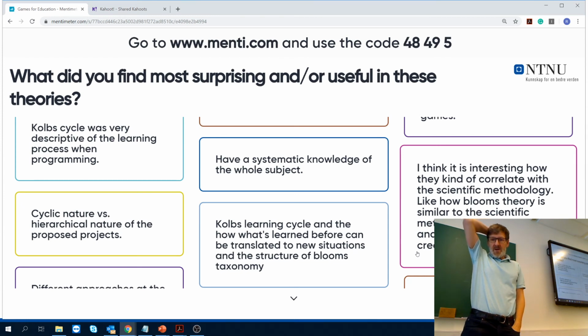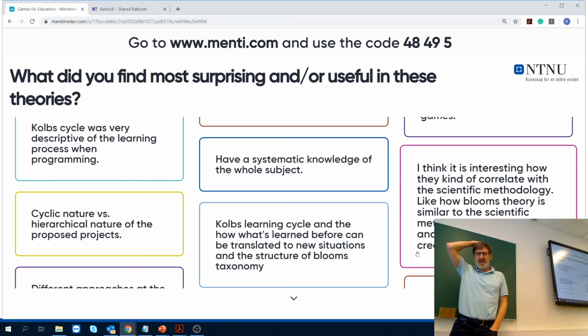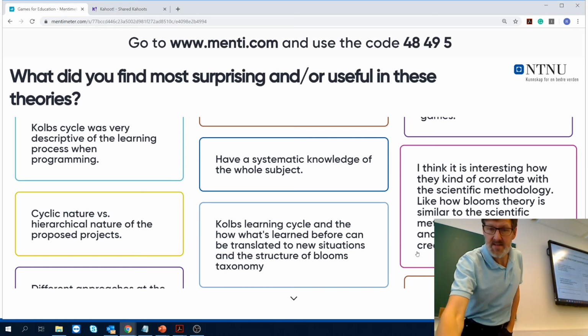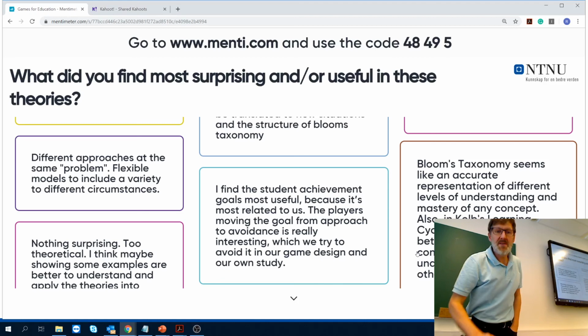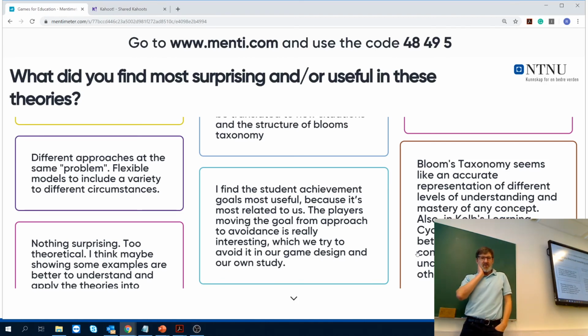It's so interesting how they correlate with scientific methodology, like how Bloom's theory is similar to scientific methodology with the analyze, evaluate, and create levels. Yes, that's absolutely a valid point. Different approaches at the same problem.